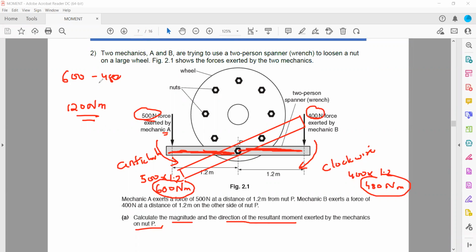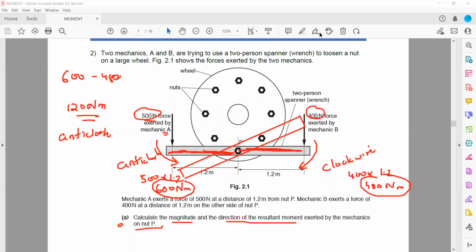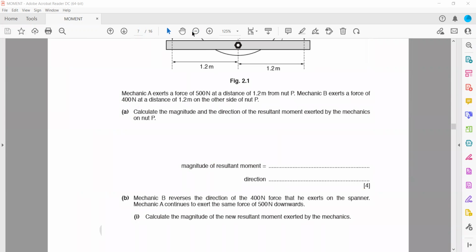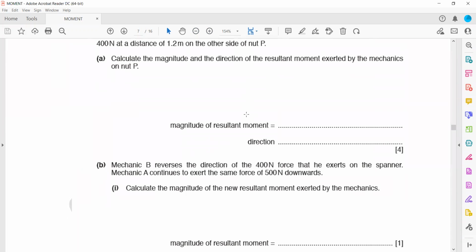And what will be the direction of this turning effect? Because anti-clockwise is more, it will rotate anti-clockwise. Is it clear? In the first part, we calculated the resultant turning effect. Any doubt in this? So the magnitude is 120 and the direction is anti-clockwise.